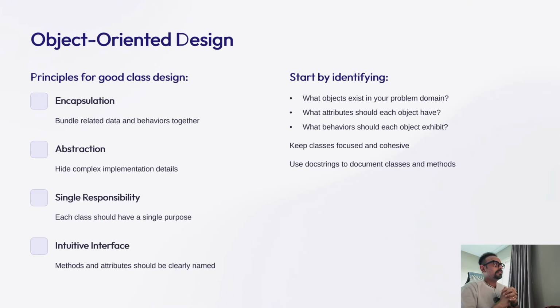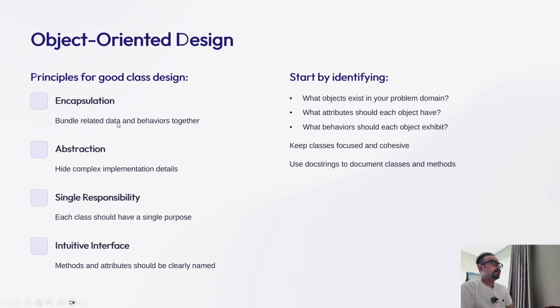So last but not the least, there are some object oriented design principles that you should be aware of. Object oriented is about creating effective classes that model your problem domain. Whenever you are defining a class, it is kind of your problem domain for which you are creating a blueprint, and several principles guide good OOPS design. The first thing is encapsulation, which is bundling related data and behavior together, keeping them organized and preventing unintended interactions.